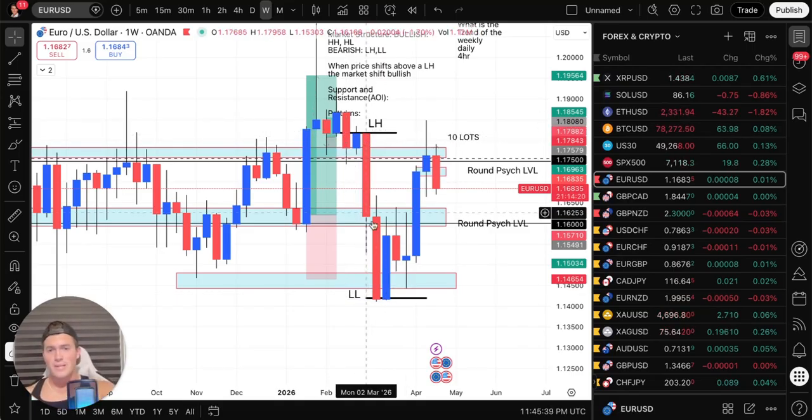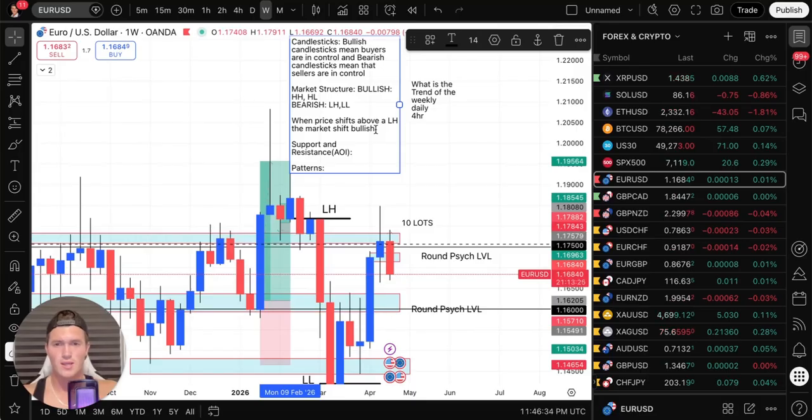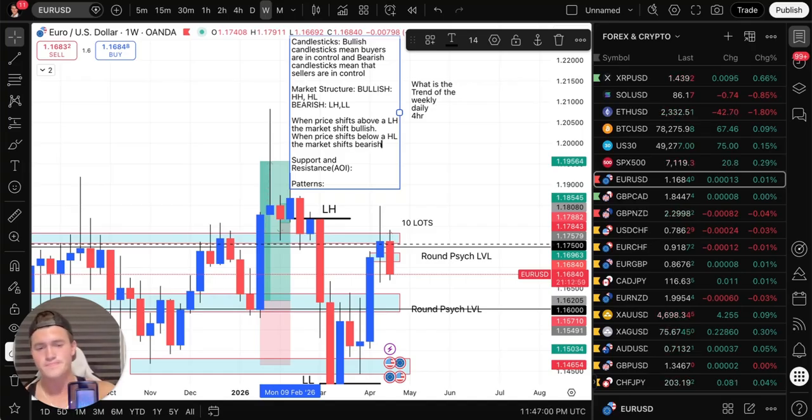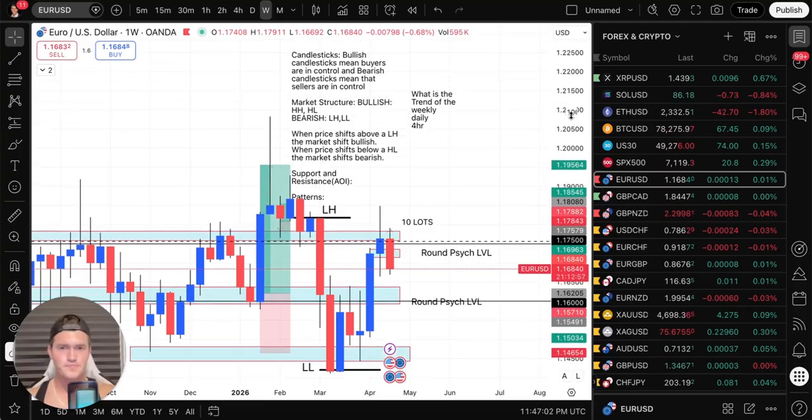So we are bearish. I'm also going to put here, kind of the opposite, when price shifts below a higher low, the market shifts bearish. Okay?